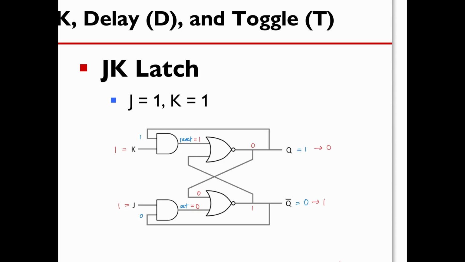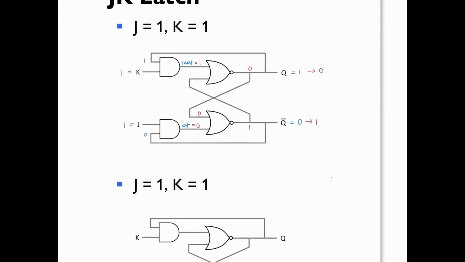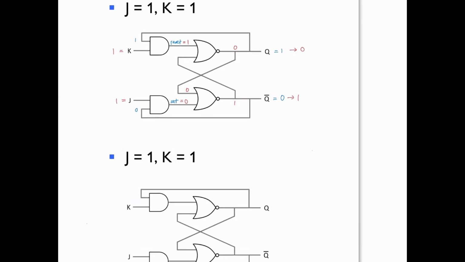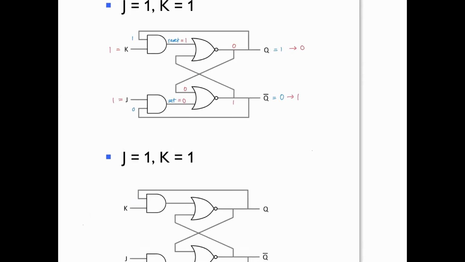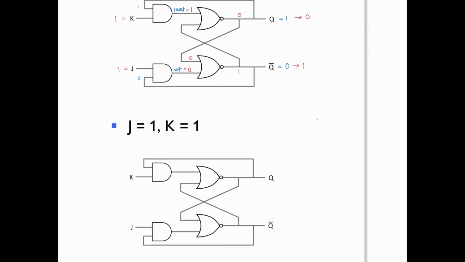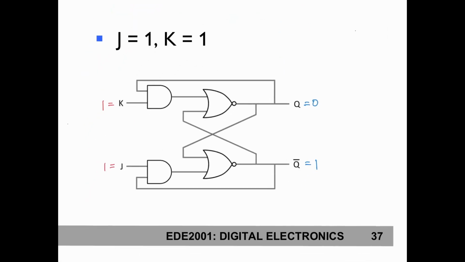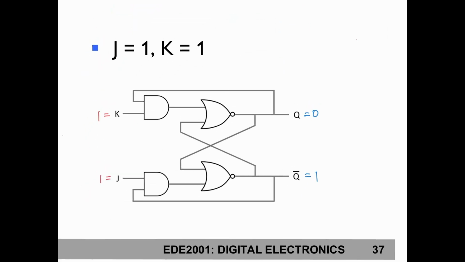Now, I'm going to do one more cycle based on J equals 1 and K equals 1. Now that my output has changed to 0 here and changed to 1 here, imagine that my input is still 1 and 1. So what happens to the flip-flop? Let's do the thing again. If you are fast, you know that the output will just switch again, but let's just go through this.